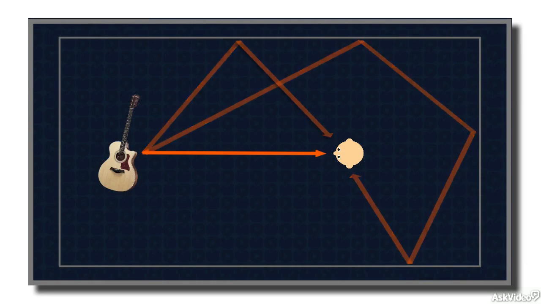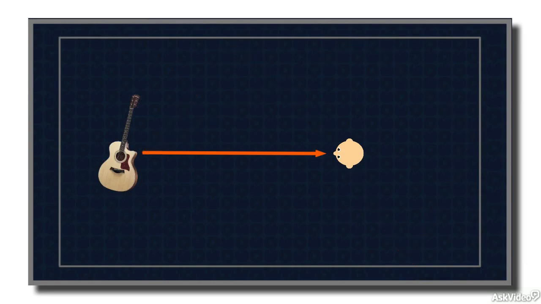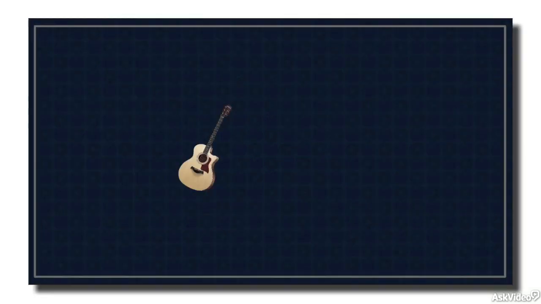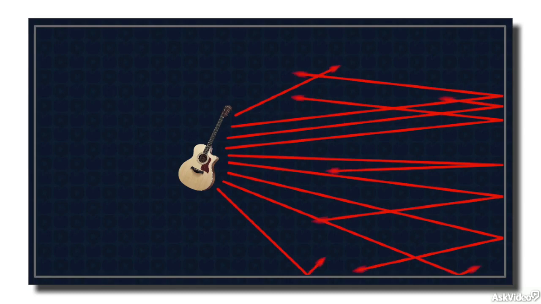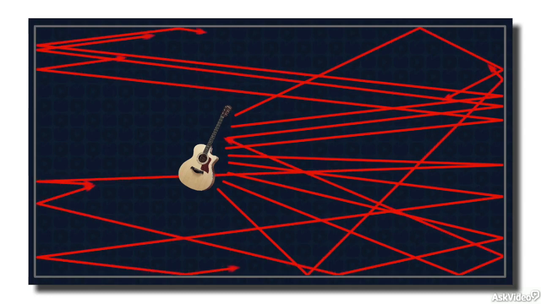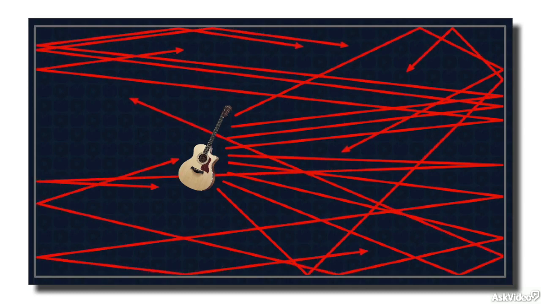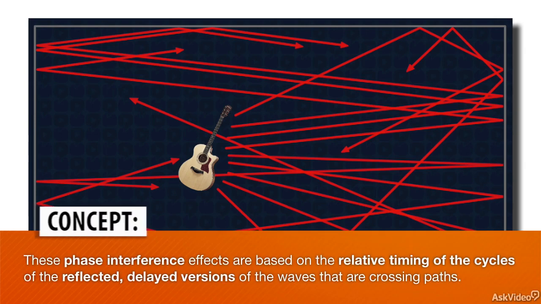When we're hearing sound in an enclosed space, we're hearing not only the direct sound waves from the source to our ears, but also many reflections of those waves from the room boundaries, walls, floor, and ceiling, and other surfaces in the room. These reflections combine with the original waves and with each other, causing phase interference. When a wave meets up with a reflected, delayed version of itself, the interference that occurs is based on the relative timing of the cycles of the two waves.